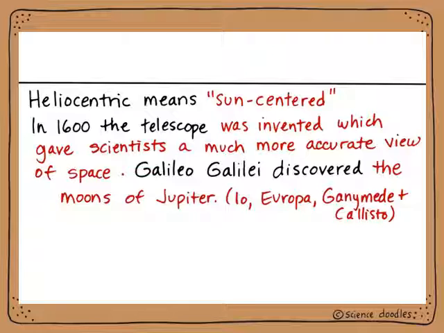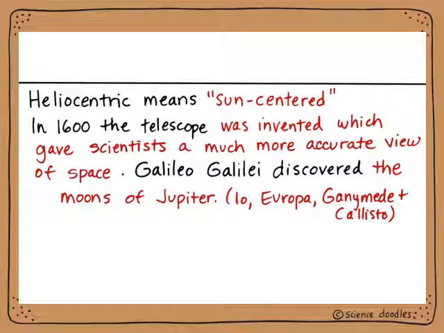Okay, something to keep in mind, heliocentric means sun-centered. There were astronomers back in the day who used to think that the solar system all revolved around the Earth, and that would be called geocentric, for Earth-centered. But then in the 1600s, they developed the telescope, and it gave them a much more accurate view of space.